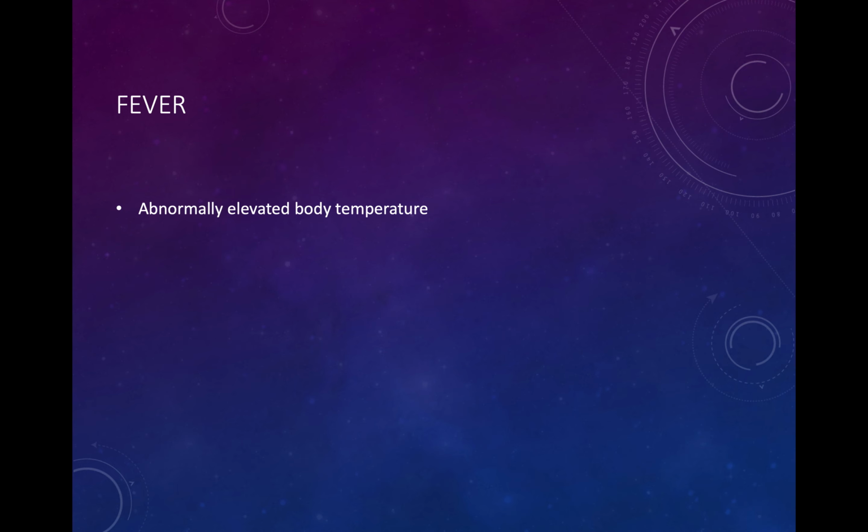And of course, we know this is an abnormally elevated body temperature. Our temperature is regulated by our hypothalamus. That's that region of the brain that's kind of our animal instincts region. And it's controlled by these small molecules called pyrogens. Pyrogen is just a category of molecules that can induce the elevation of your blood temperature by the hypothalamus.